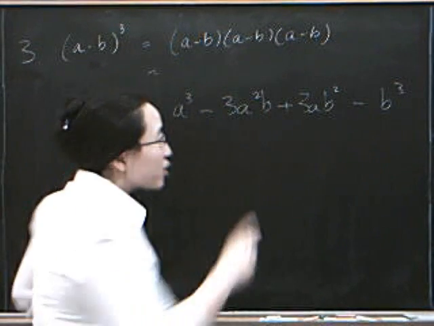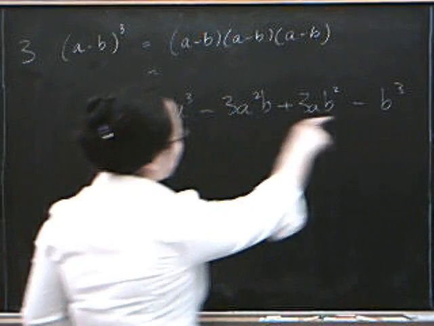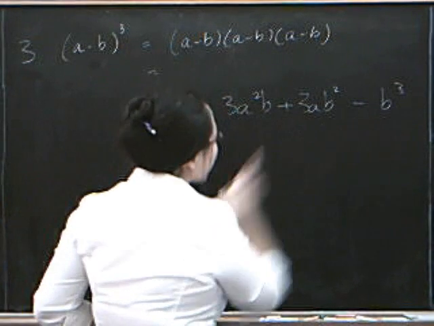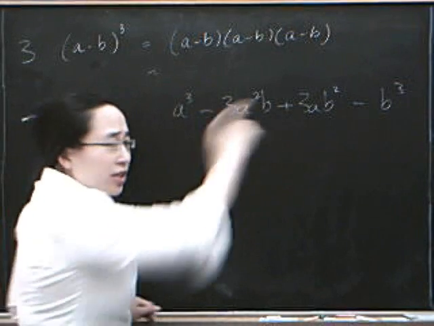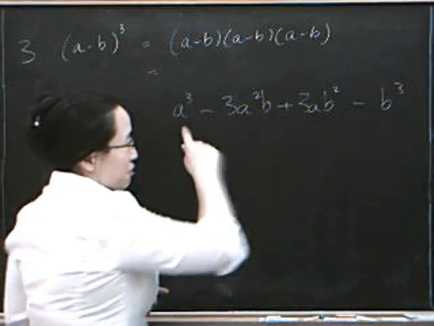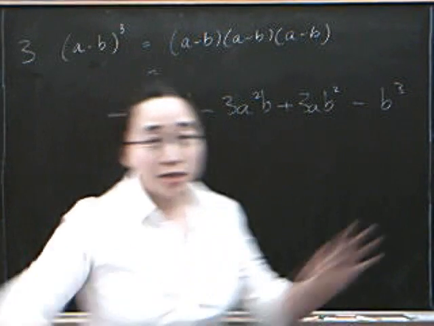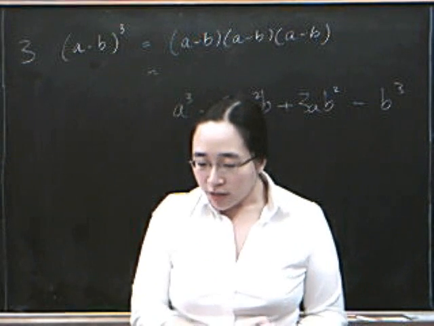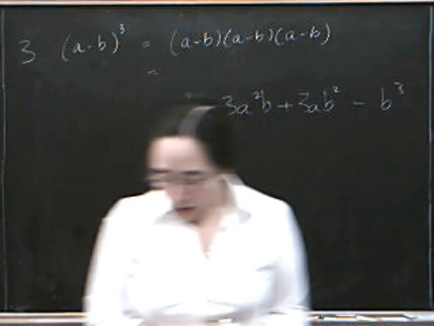This is why it's important to have written the terms out in the correct order, with the a's going down and the b's going up, because then we can just immediately know that the signs go plus, minus, and that's absolutely the end of the story. So I hope that you can do that for the binomial theorem.